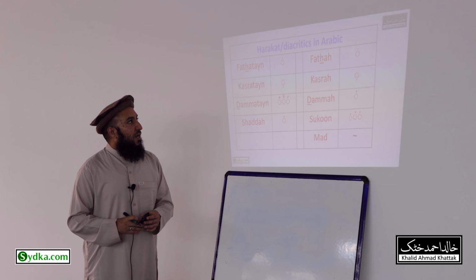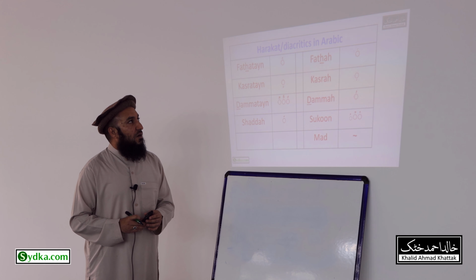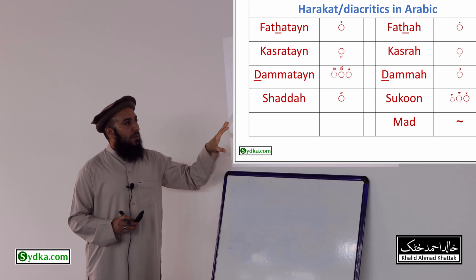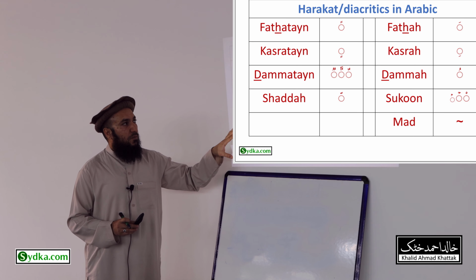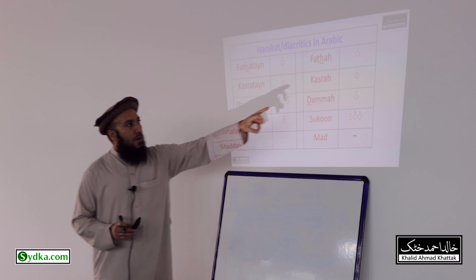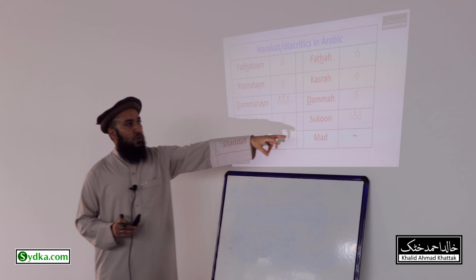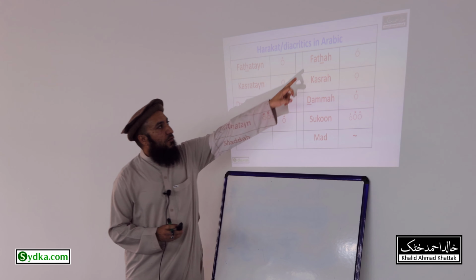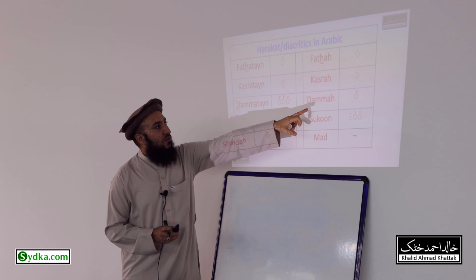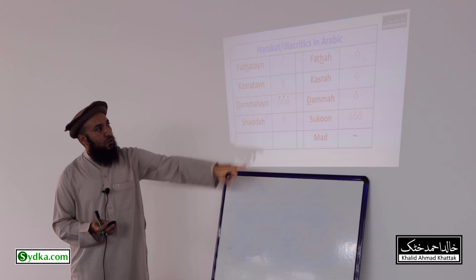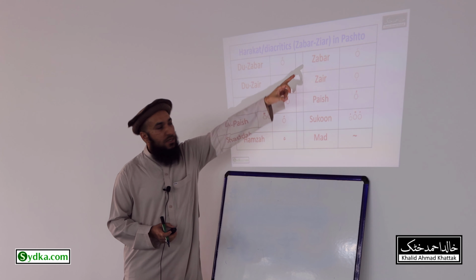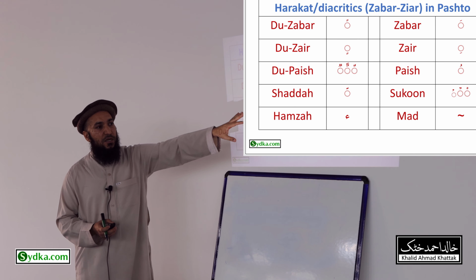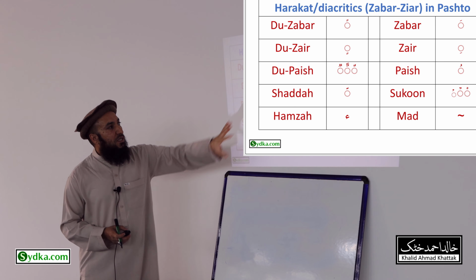Okay, so before that, we need to know harakat, diacritics. These are in Arabic, and we have very similar or the same in Pashto. I'm sure most of you know these from your Qaida Nuraniya or Arabic lessons. In Arabic we call it Fatha, Kasra, Dhamma, but in Pashto we call it Zabar, Zair, Pesh, and we call these Zabar, Zair, Pesh in Urdu as well. So these are some of them.